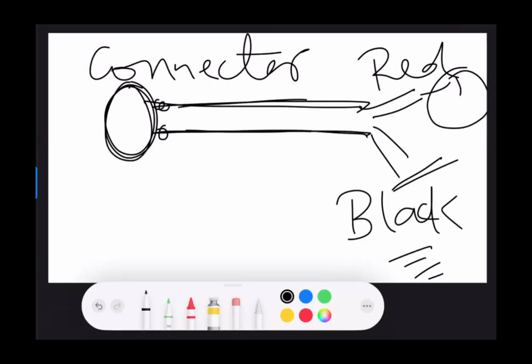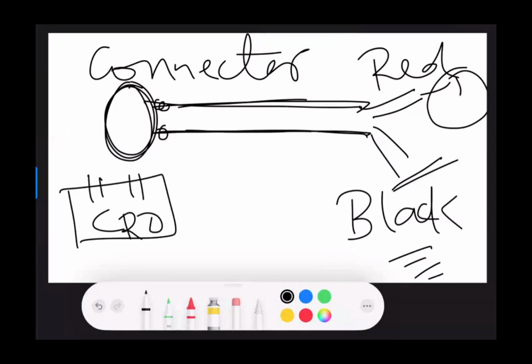And on the other side, if I take an example that you are observing the output on CRO, then on the CRO there is channel A and channel B, and there you see some circular adapter like this, where you connect the output. So this connector you will connect to the CRO. Okay, so this becomes the connector and this becomes the adapter. Got it?